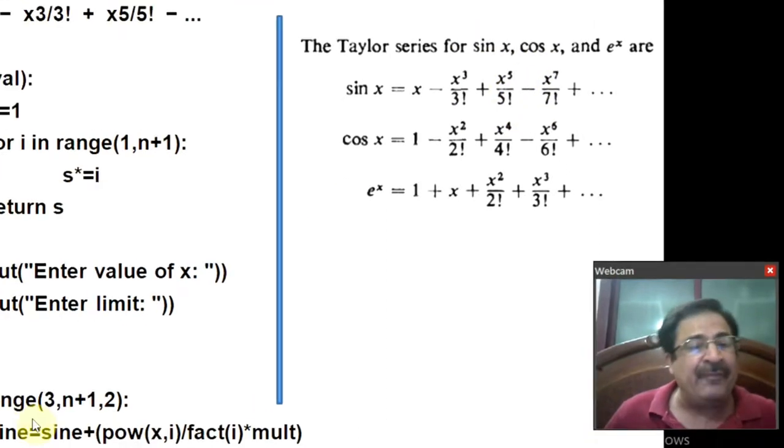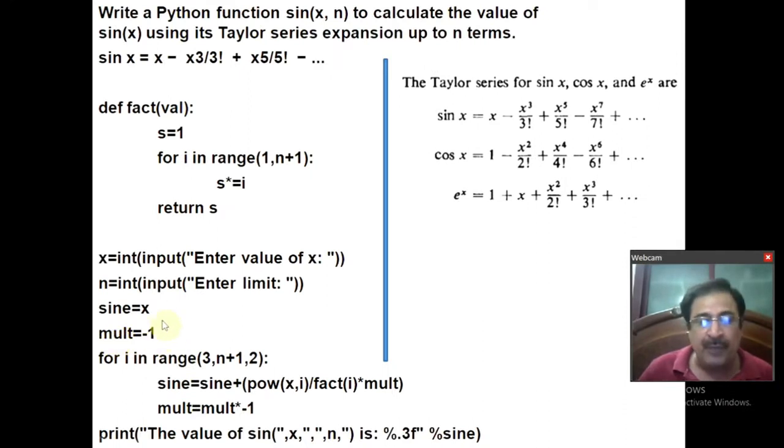So for that I have made use of a variable mult which is initialized to -1. When I multiply mult, that is -1, with -1, it will become positive. And in the next iteration, if I multiply it again by -1, it will become negative. So I am taking the help of a variable which is initialized to -1. I will multiply it with -1 to get the next expression as positive. Again I will multiply with -1 to get the next expression as negative.